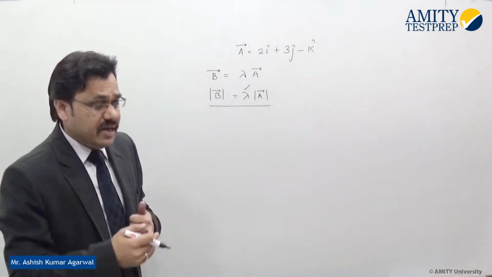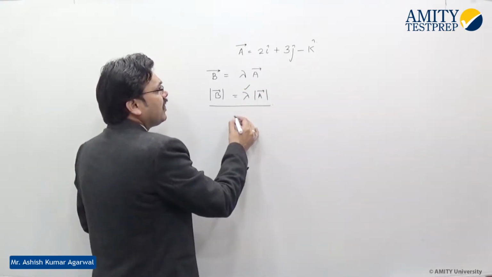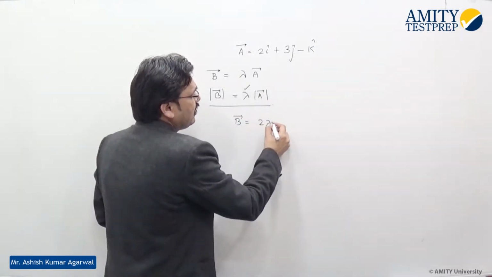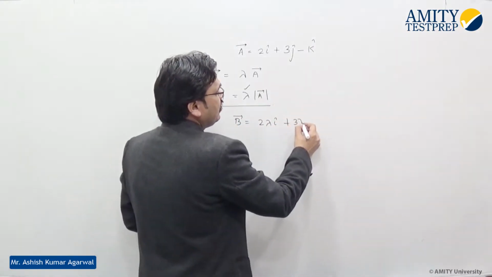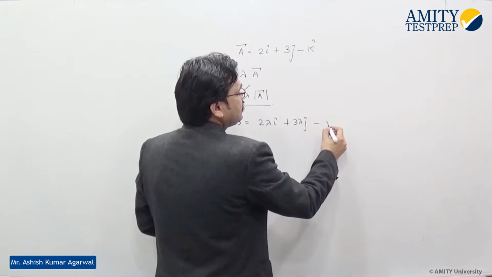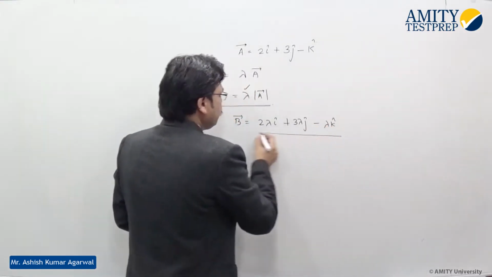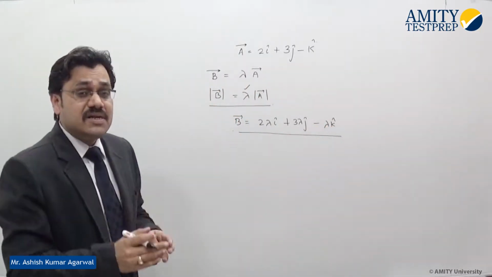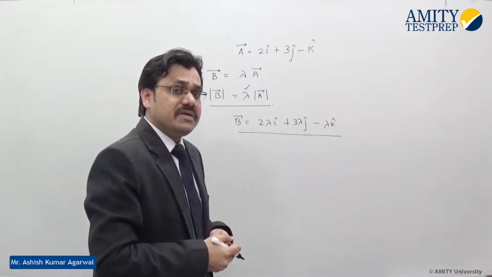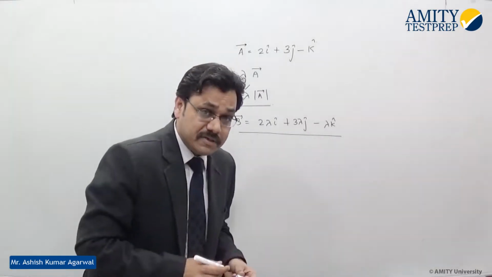So in general form I can write 2 lambda i cap plus 3 lambda j cap minus lambda k cap. This will be the resultant when a scalar quantity is multiplied with a vector quantity.